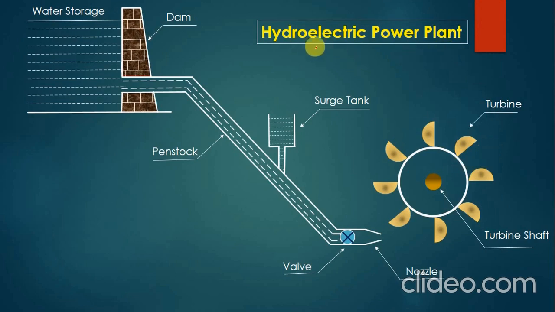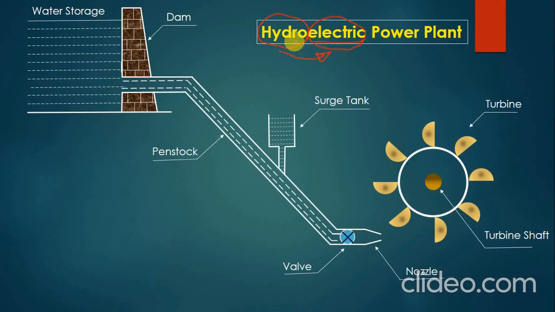Whereas the name of this particular plant is hydroelectric. This is formed by two words. The first word is hydro and the other word is electric. The word hydro is taken from hydraulic, whereas the word electric is taken from electric energy. So in this particular power plant, the hydraulic energy is converted into electrical energy.